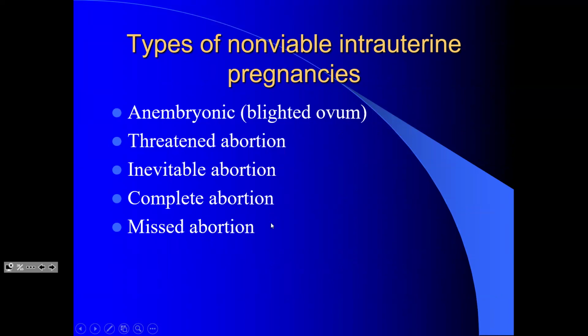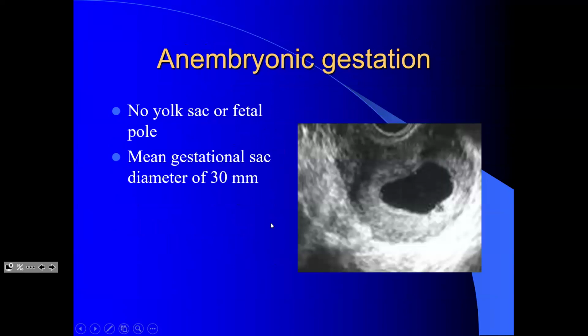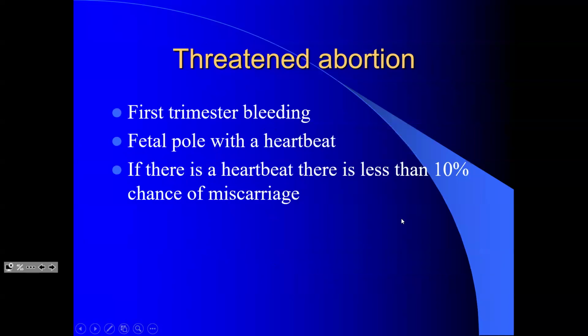Missed abortion means, anyone? What's missed? Yeah, you see a pregnancy. The only thing that you don't see is the heart activity. So if you see a baby around 7 weeks and you don't see heart activity, then obviously the baby is dead. This is a blighted ovum, a 3 centimeter sac. You don't see a yolk sac, you don't see a fetal pole, and the sac also becomes granulated or irregular in shape. Okay, so this is a blighted ovum or anembryonic gestation.